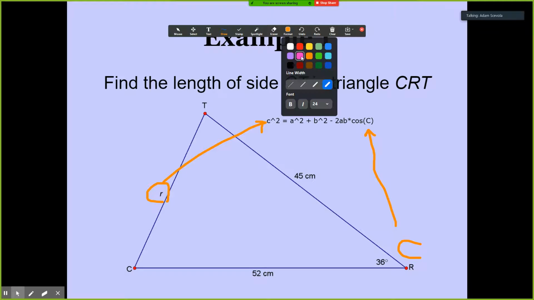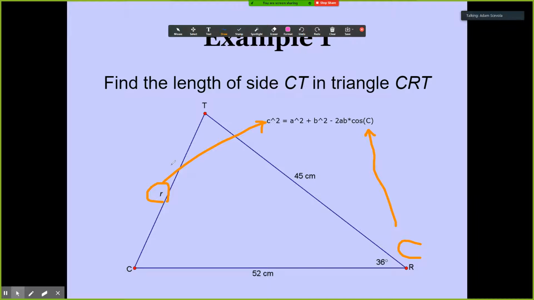Now, for sides a and b, it doesn't matter which ones I make a or b, as long as a is either 45 or 52 and b is the other one. Since these are the two sides in between the given angle, in my formula, that's going to be a and b. So now we're just going to type all that into the calculator.